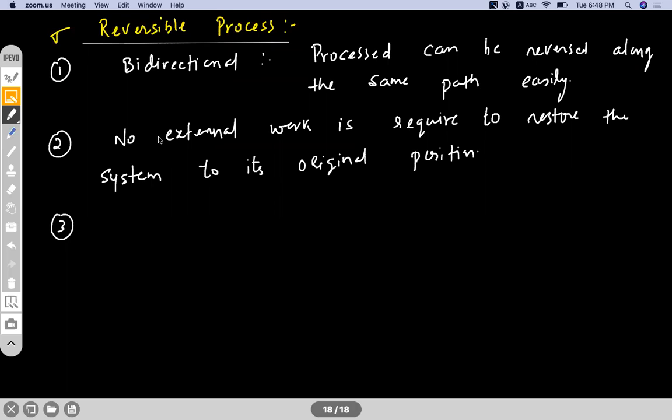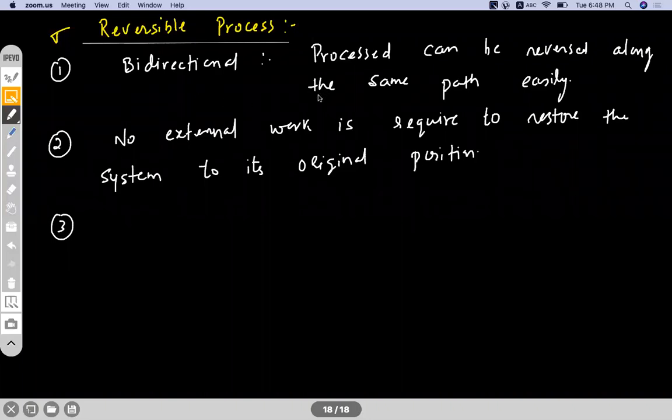That's what I have written here, you see. No external work is required to restore the system to its original position. It means tendency is there in the system to regain its position, but that is not happening since the stone is there. External pressure is there, extra external pressure is there. You remove that extra pressure, it will gain its own position. So yes, tendency will be there, but it won't stop the process that is happening over there. Got it?